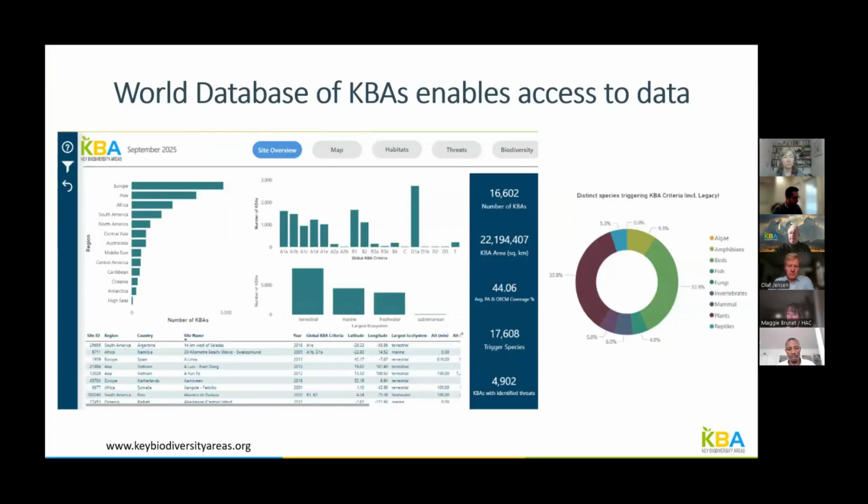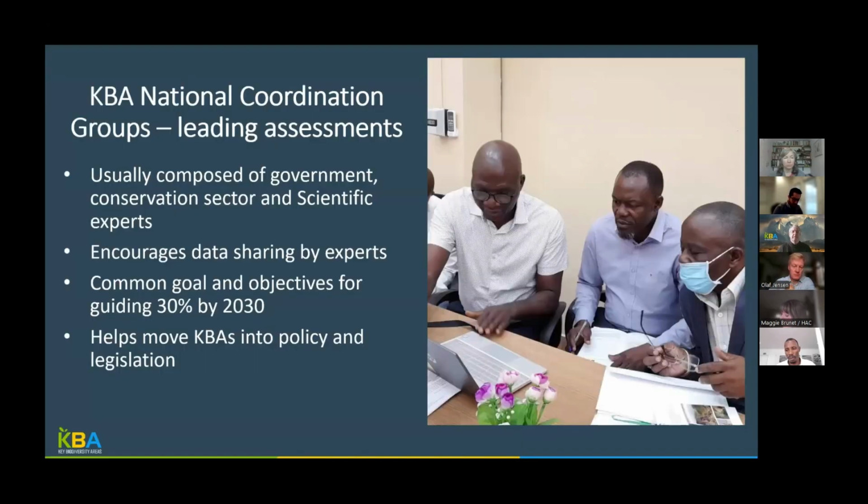The World Database of KBAs holds all the data on the KBAs. The current number in there, 16,602, used to be dominated by birds, but actually, if you see on this pie chart on the right, plants now have more KBA trigger species than the birds, which are the greens. The plants are the dark blue. So it's becoming more equitable in terms of the biodiversity in it.